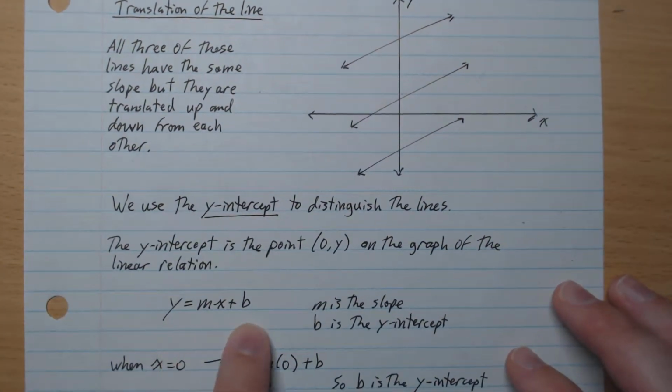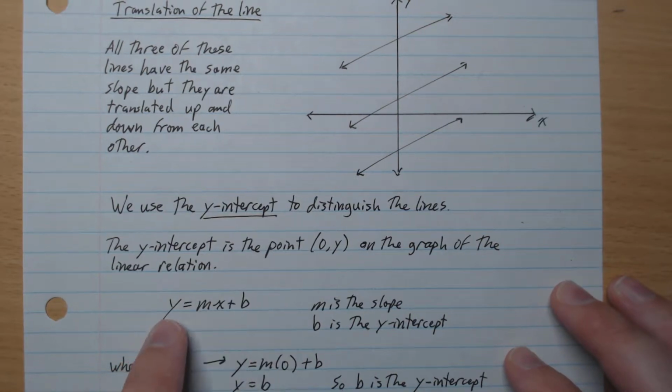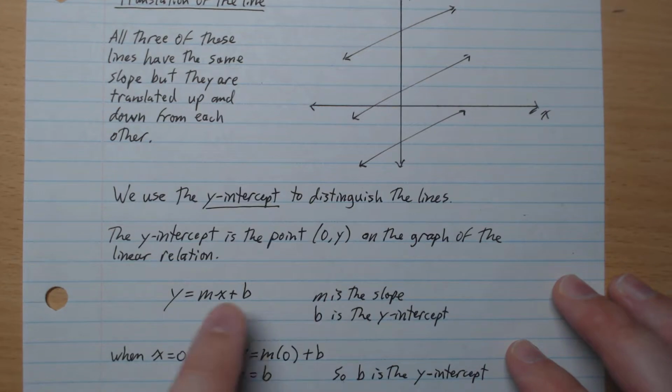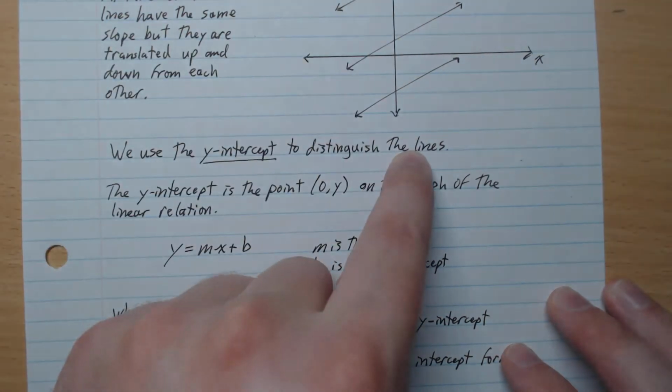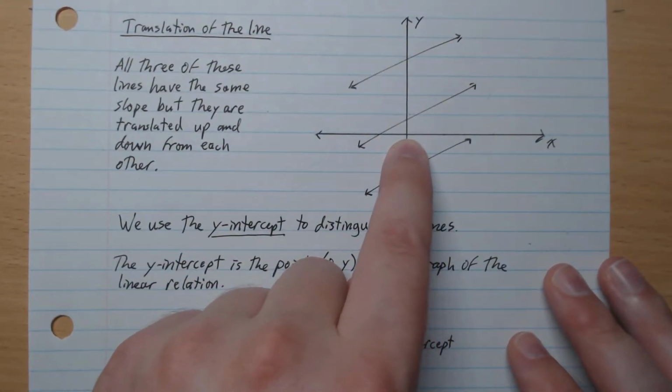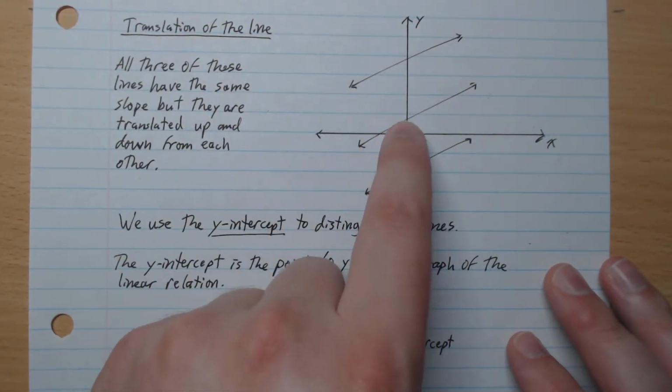So we're going to look at our general relation here. y equals mx plus b. And so m is the slope, and b is the y-intercept. At the y-intercept, the x value is 0. All these y-intercepts, the x value is 0.